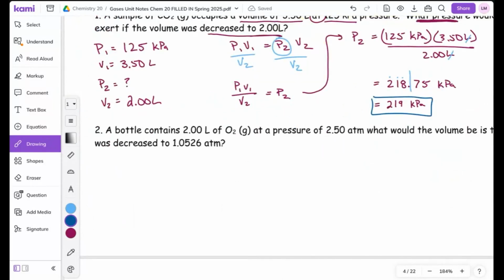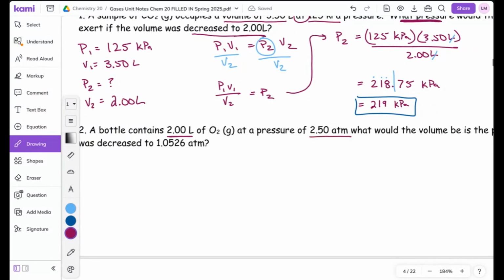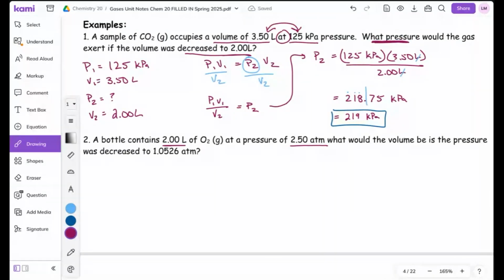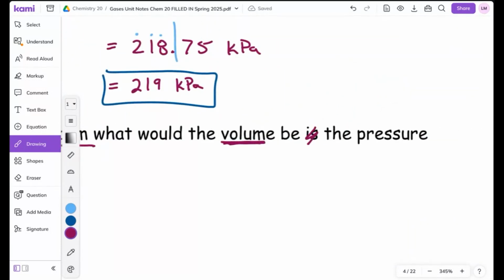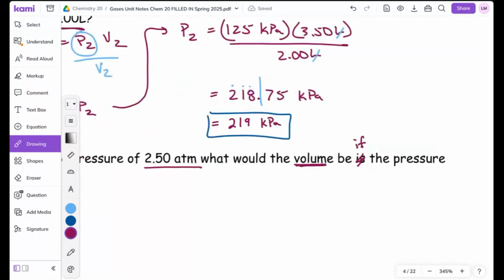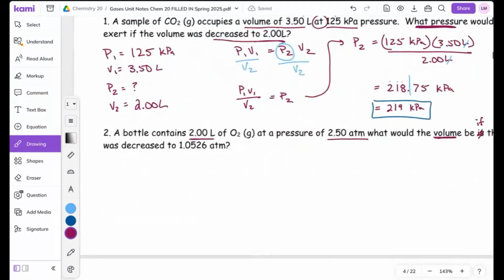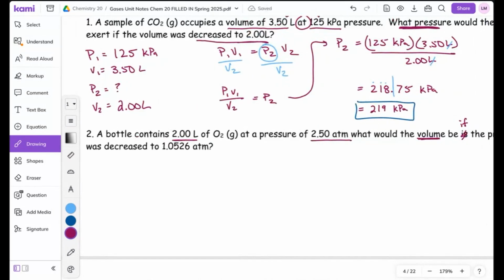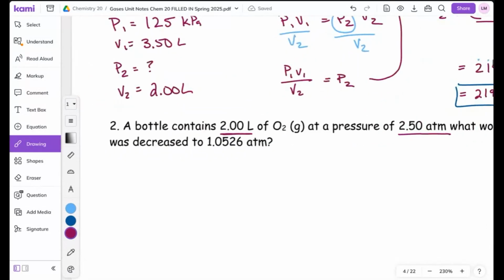Okay, for the next one here, we have a bottle that contains 2 liters of oxygen gas at a pressure of 2.50 atmospheres. What would the volume be? So volume we don't know. If, that should be if, not is. If the pressure was decreased to 1.0526 atmospheres. Okay, so let's write out our list of givens.